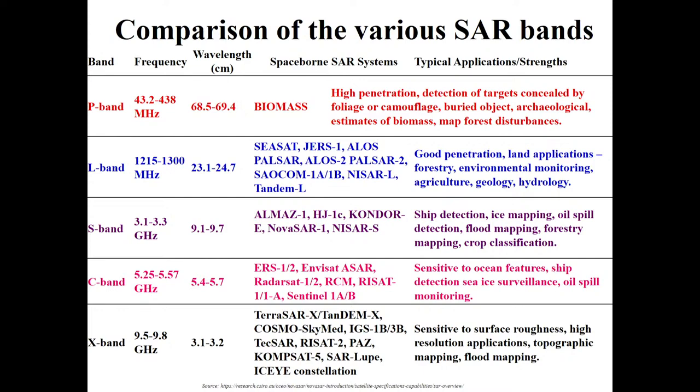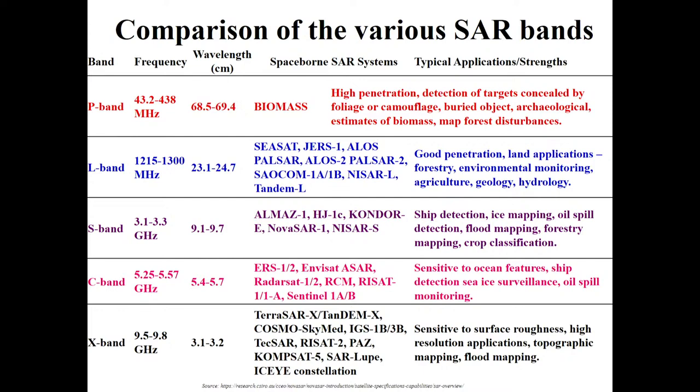If you look at the L band, with a 23-24 centimeter wavelength range, a large number of satellites have been launched, and several satellites are also planned, like JERS-1, ALOS, ALOS PALSAR, ALOS-2, PALSAR-2, NISAR, and Tandem-L. Some of them are already providing data, and a few are going to be launched in future, like NISAR and Tandem-L. These are future missions to be launched by different space agencies. NISAR is a joint mission of NASA and ISRO, and will be launched in 2024. This is L band, so it will have good penetration capability, and it could be used for different applications like forestry, environmental monitoring, agriculture, geological and hydrological applications.